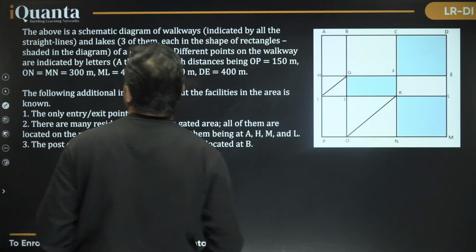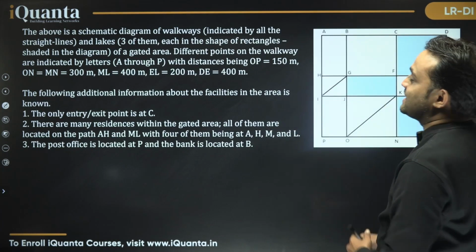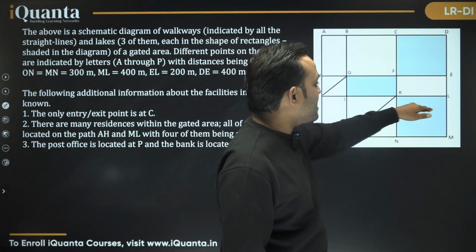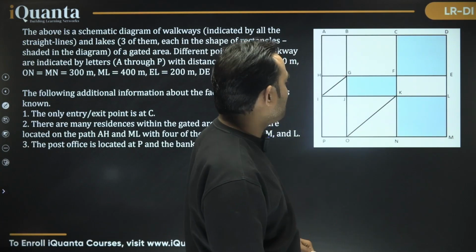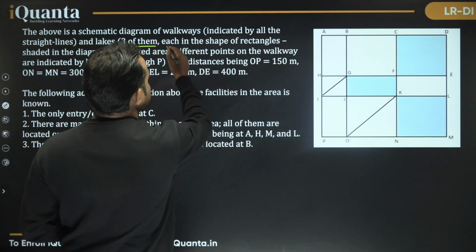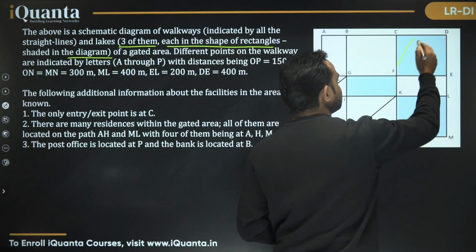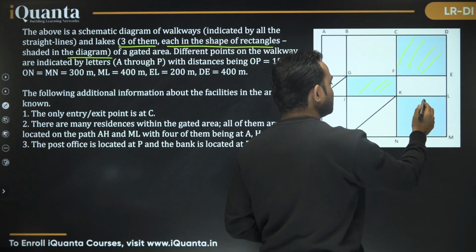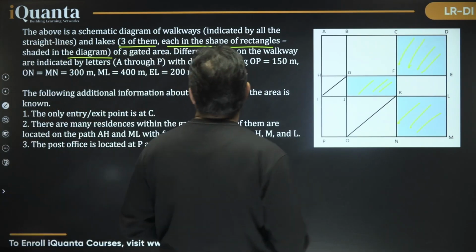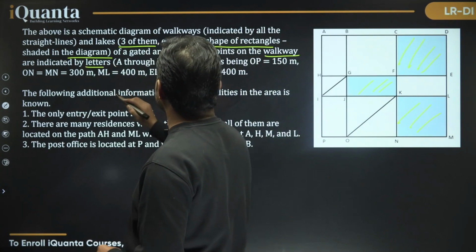First set. It says the above is a schematic diagram of the walkways, indicated by all the straight lines. These straight lines are walkways. This one is also walkways and lakes, 3 of them, each in the shape of rectangles shaded in the diagram. So this one denotes a lake, this one also denotes a lake, this one also denotes a lake of a gated area. Different points on the walkway are indicated by letters A through P.